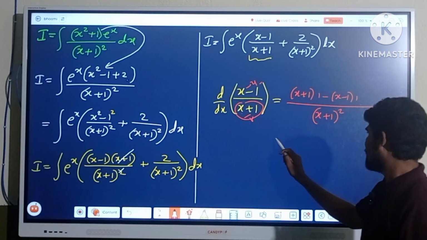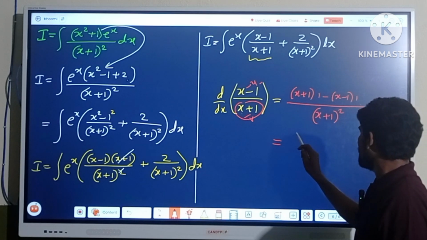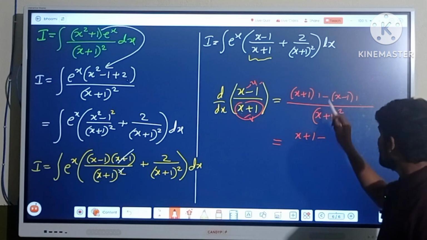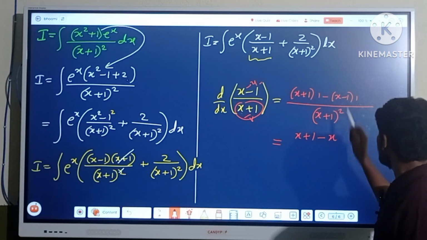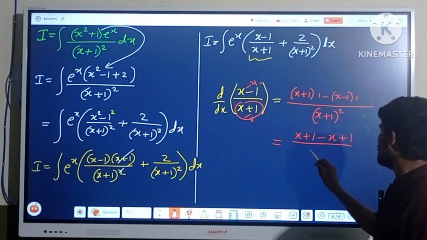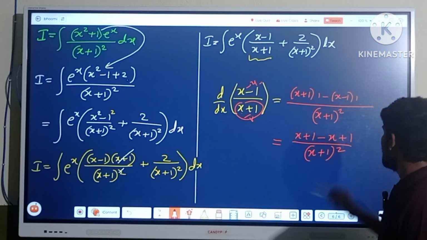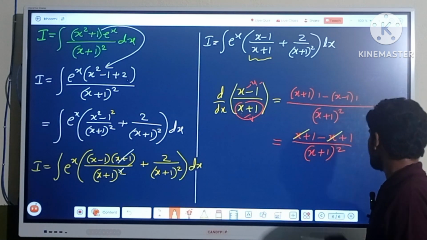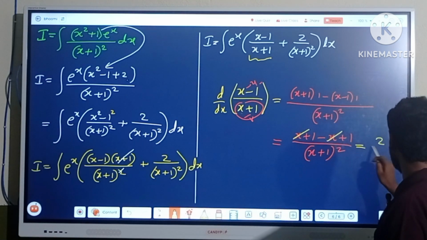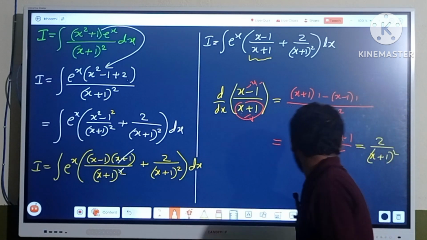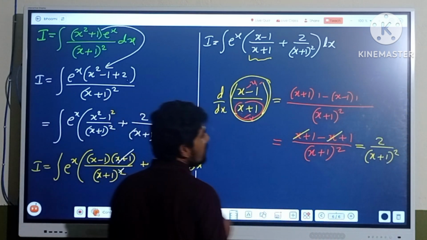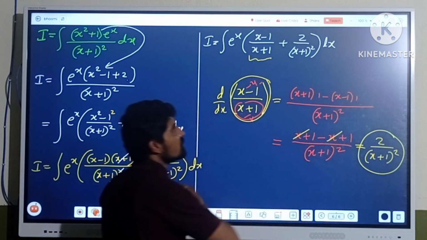So into 1. Now it is equal to (x plus 1) into 1, x plus 1, minus (x minus 1) into 1, which is x minus 1, but minus into minus 1 gives plus 1, divided by (x plus 1) whole square. Now here I may cancel plus x and minus x. So finally we got 1 plus 1, 2, divided by (x plus 1) whole square. So the derivative of (x minus 1) divided by (x plus 1) is equal to 2 divided by (x plus 1) whole square.